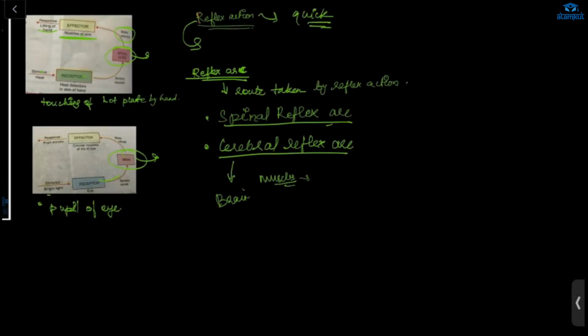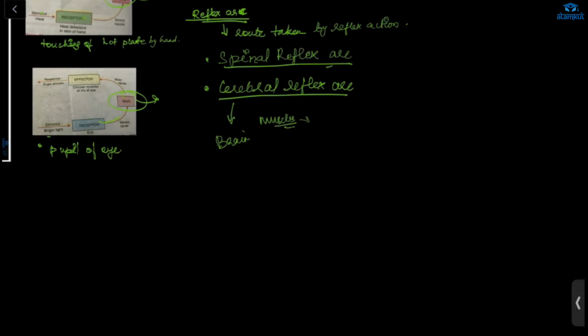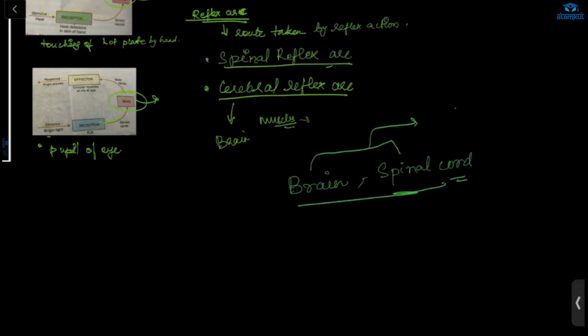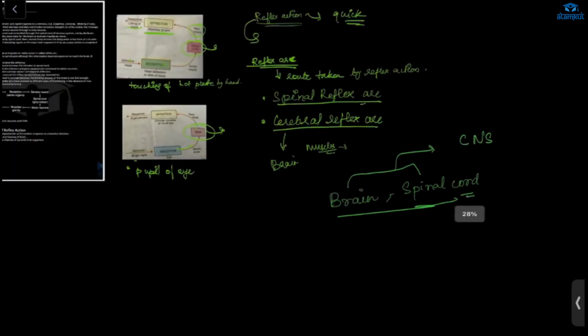The complex action will involve both the brain and spinal cord, where thinking is also involved. In the reflex arc, there was only input and output, right? So we have these two. What are they called? CNS, central nervous system, right? Now this brain, we'll talk about the brain.